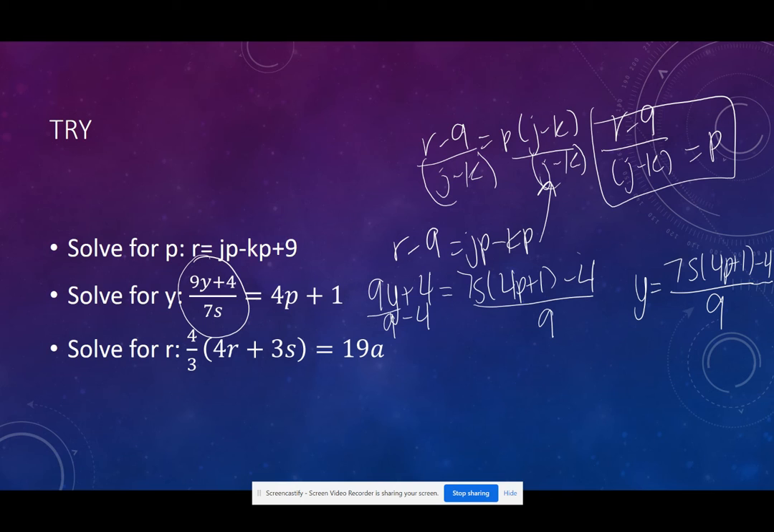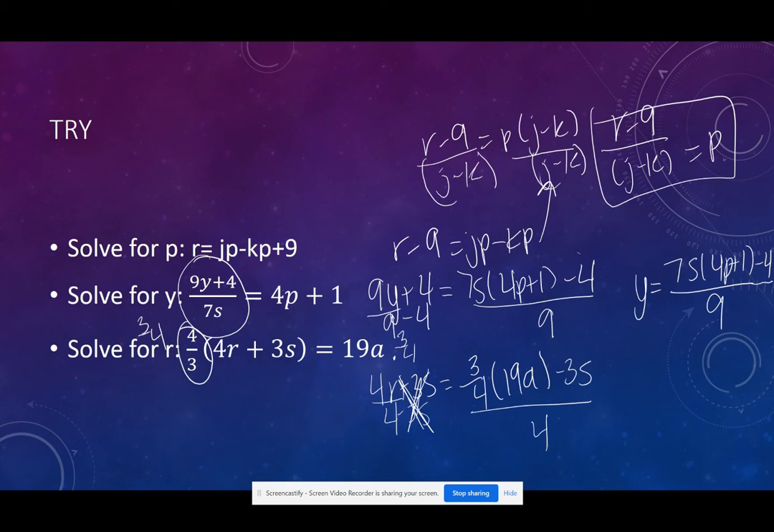And then finally, we want to solve for r. So first step is to multiply by 3/4. So we can multiply that if we want. I'm just going to leave it. So 3/4 19a equals, make this smaller, 4r plus 3s. I want to get the r alone, so I subtract 3s. And then this is all gone now, I'm going to divide by 4. So we get our final answer. I'm going to put it over here.